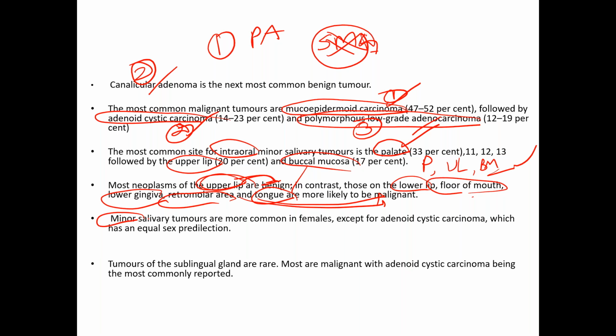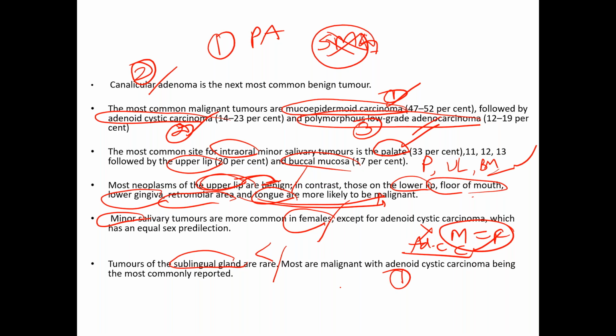Minor salivary gland tumors are more common in females, except for adenoid cystic carcinoma, where male equals female. Tumors of the sublingual gland are very rare, and the most important malignancy reported is adenoid cystic carcinoma. So in the submandibular and sublingual glands, the most common carcinoma is adenoid cystic carcinoma.